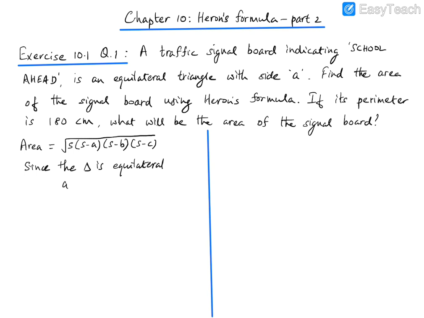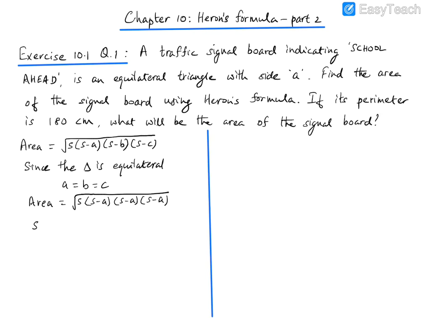Since the triangle is equilateral, we have all the three sides equal: A equals B equals C. So we'll simply call it A, in which case the expression for the area becomes the square root of S into S minus A into S minus A into S minus A, because all the three sides have the same value of A. So we have this expression for the area of the equilateral triangle. Now we can find what S is.